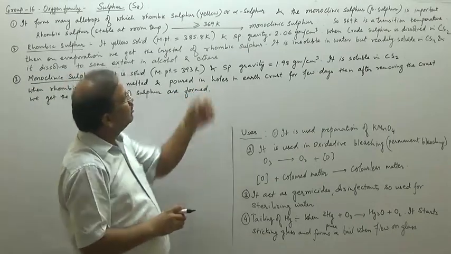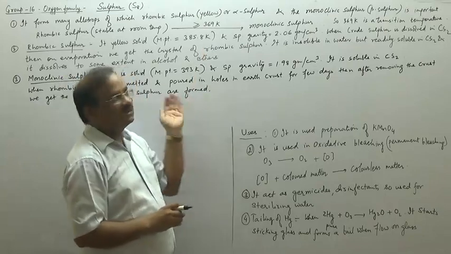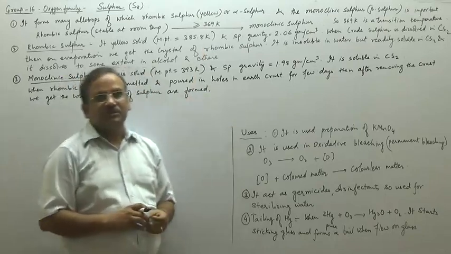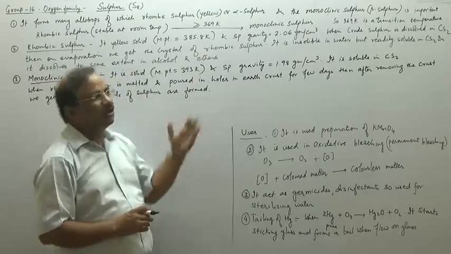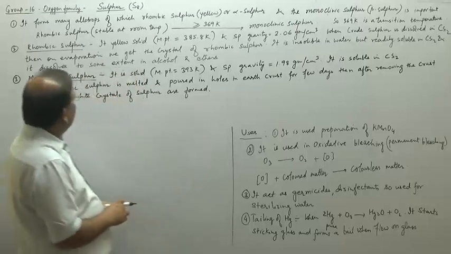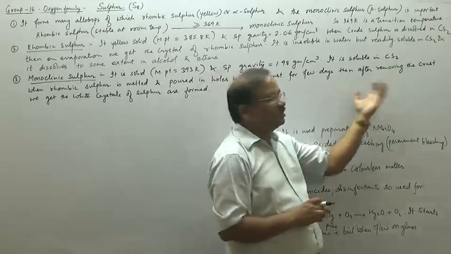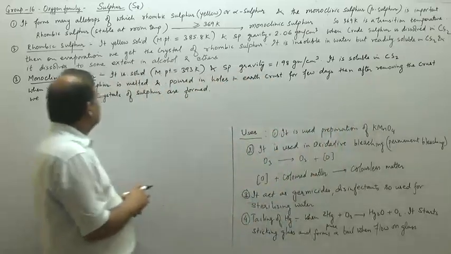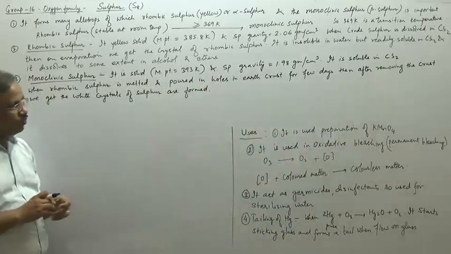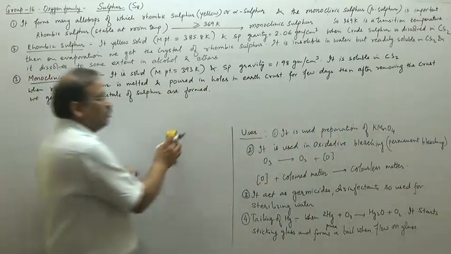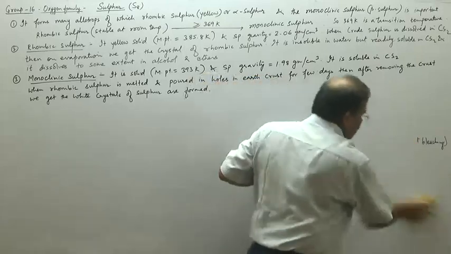So at temperature below 369 it will exist as rhombic sulfur, whereas at temperature above 369 or at 369, it is monoclinic sulfur. It is formed by heating, and after a few days, on removing the crust, we get needle-shaped white crystals of sulfur. That is how we prepare monoclinic sulfur.